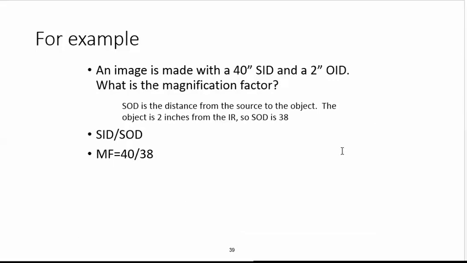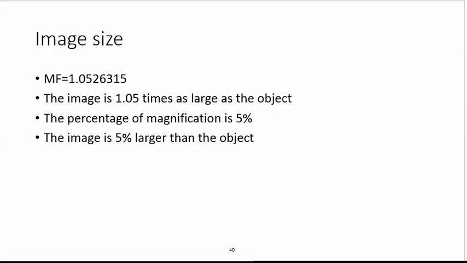For example, an image is made with a 40-inch SID and a 2-inch OID. What is the magnification factor? So we've got our SID, we've got our OID, so it'd be SID over SOD. Our SOD, of course, would be our SID minus our OID, so it'd be 40 over 38. So again, 40 divided by 38 would be 1.05263315. So the image is 1.05 times as large as the object. So the percentage of magnification is 5%, that being that the image is 5% larger than the object.